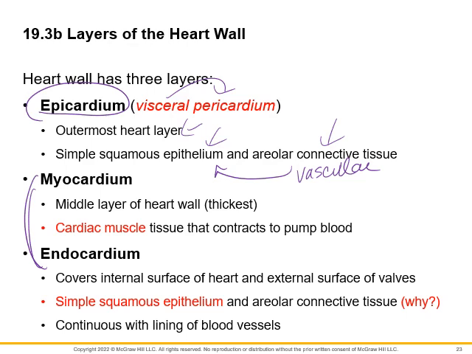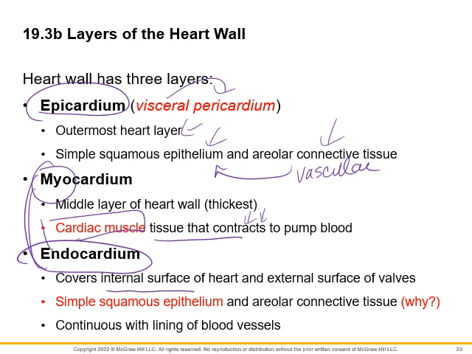The myocardium, hopefully you're seeing myo and you're thinking muscle, so myocardium is going to be the cardiac muscle tissue. That's what's actually going to contract to pump blood. And then we have this internal lining, this internal surface, and this endocardium is also made up of simple squamous epithelium. It has areolar connective tissue underneath. Hopefully that makes sense. And this is continuous with the lining of the vessels. So think of having a nice smooth surface as the blood is flowing through all of the vessels and the heart.